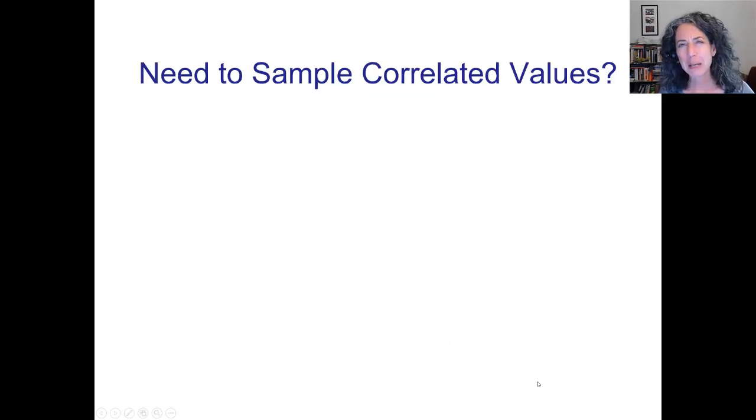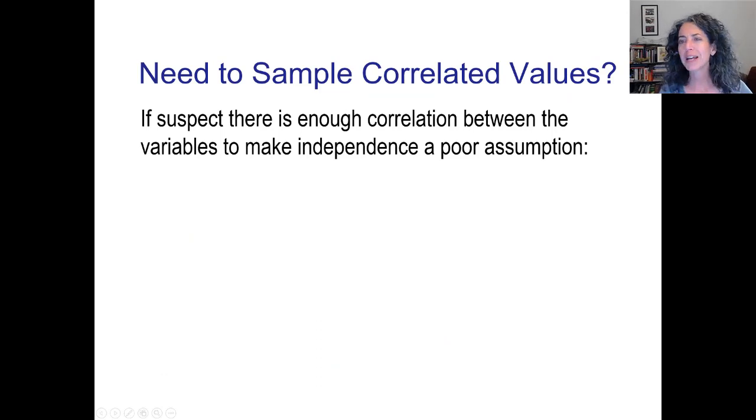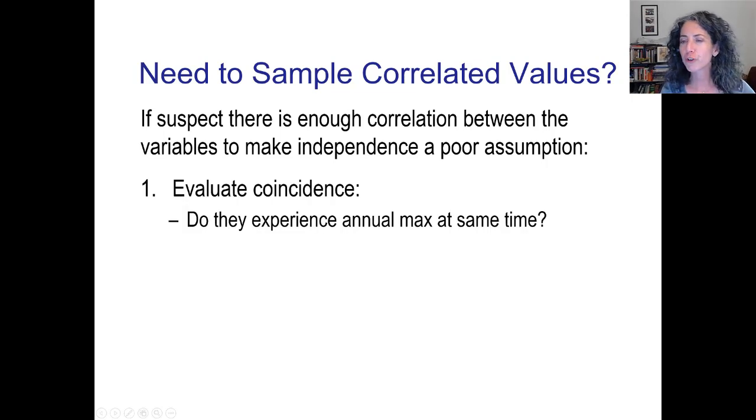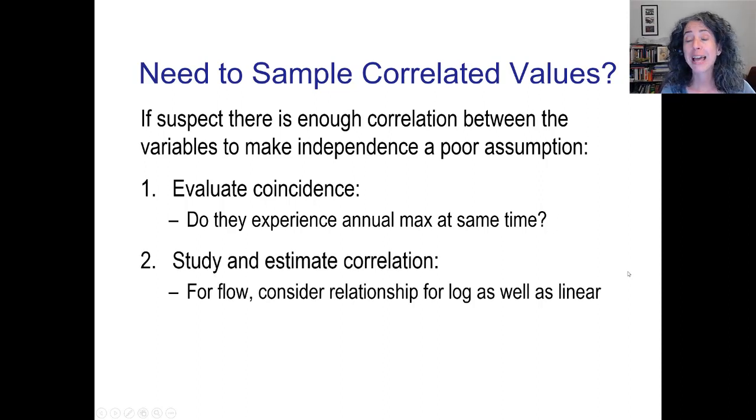So when do I need to sample correlated values? Well, this is when I suspect there's enough correlation between my variables A and B to make independence a poor assumption. Right, so first I have to evaluate coincidence. Right? Did they experience the annual maximum at the same time? Am I seeing the annual maximum of my variable A at the same time as the annual maximum of my variable B, or is variable B just any given day when I'm having my annual max on A? Then I'm going to study and estimate the correlation, right?